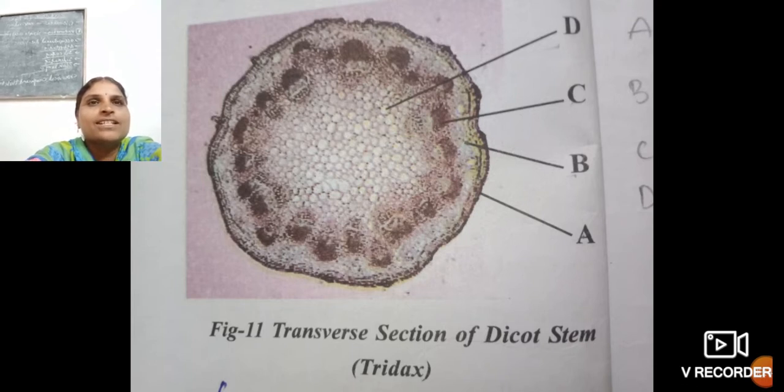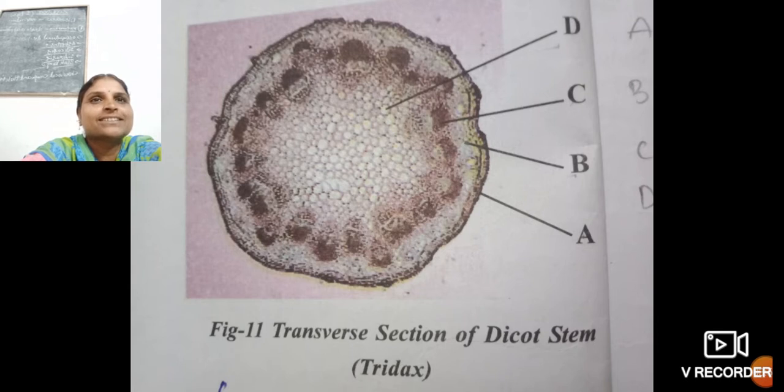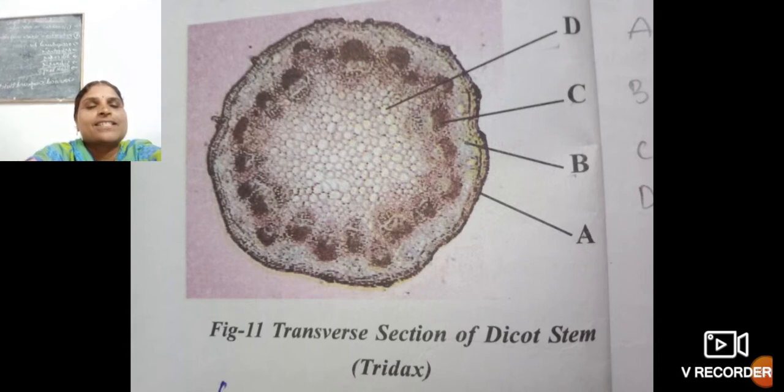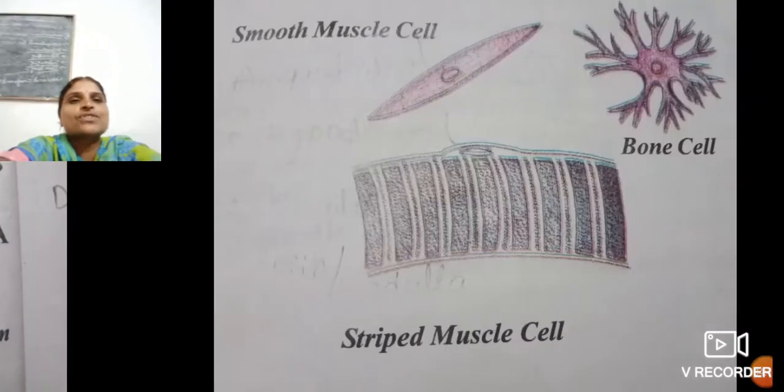Thus, in the transverse section of a tridax stem, you can see different shapes of cells in one plant. Think, why do stems contain different types of cells? Think and write in your notebook. Next, I will show some pictures.